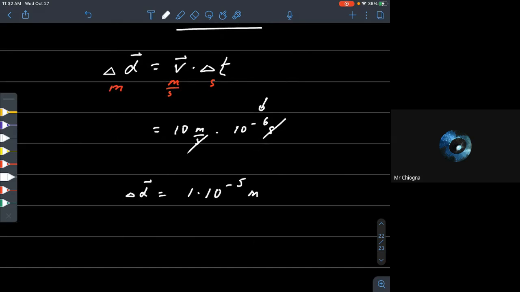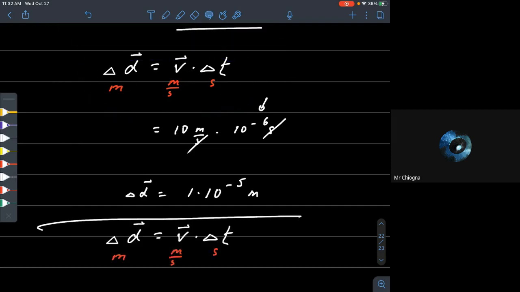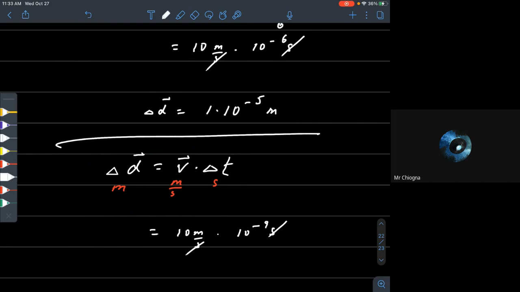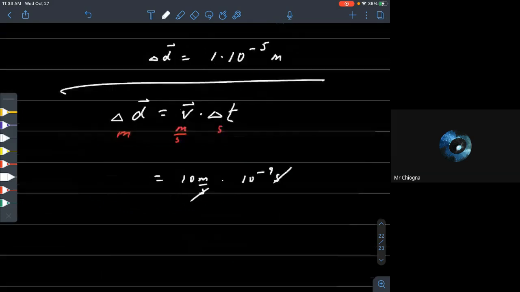And then nano, last one. Nano is 10 to the minus 9. So now I can cancel out the seconds. Can't cancel out nanoseconds, but I can cancel out seconds, leaving you with meters. So this works out to be 10 to the minus 8.